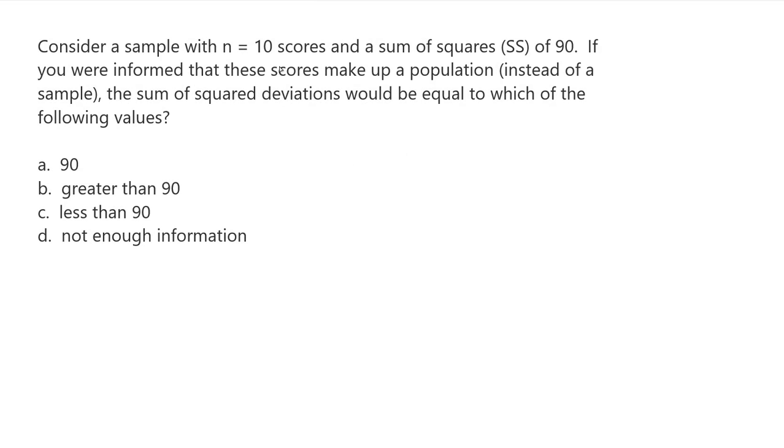Consider a sample with n equals 10 scores and a sum of squares of 90. If you were informed that these scores make up a population instead of a sample, the sum of squared deviations would be equal to which of the following values? 90, greater than 90, less than 90, or not enough information.